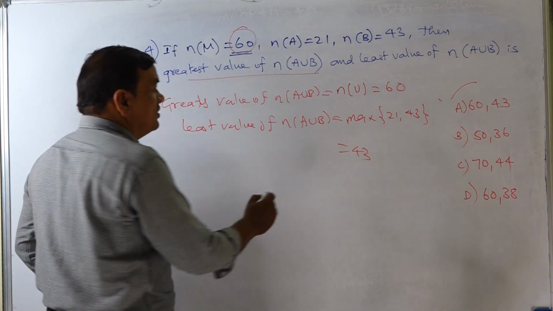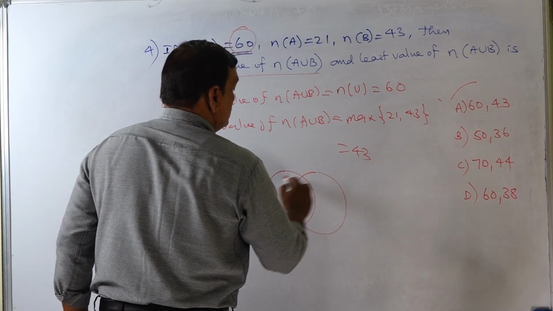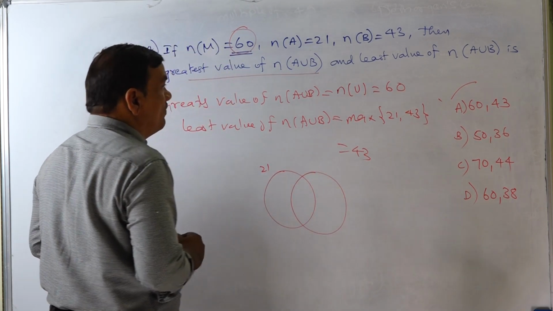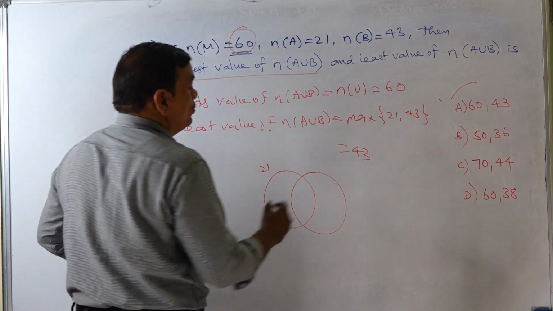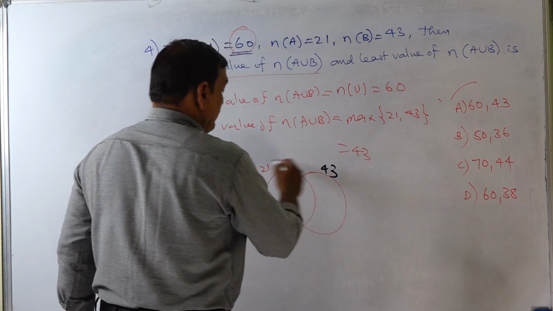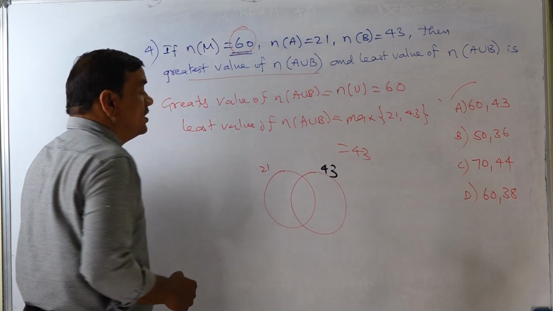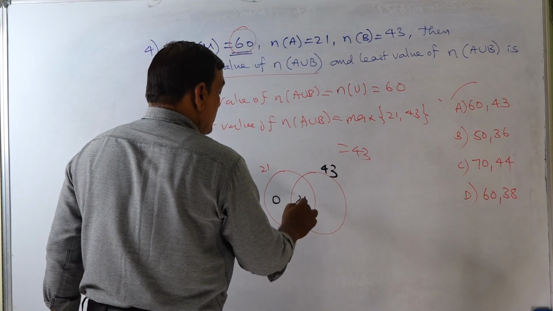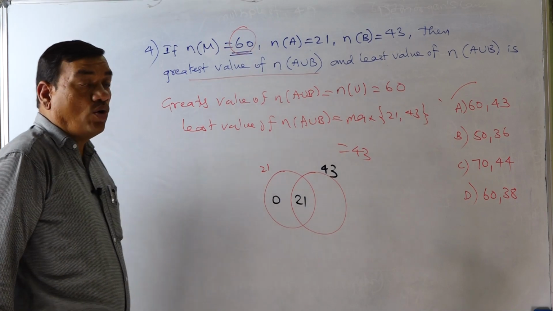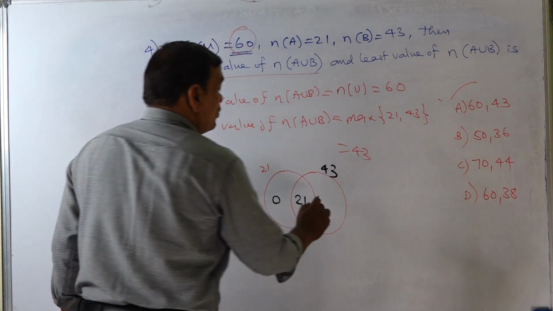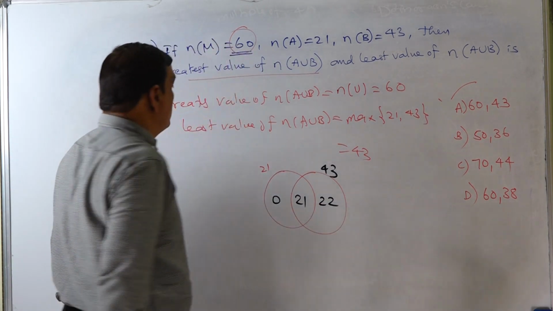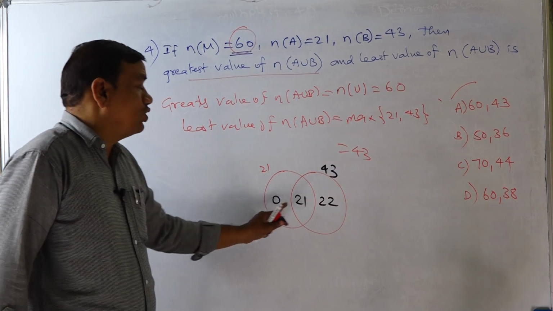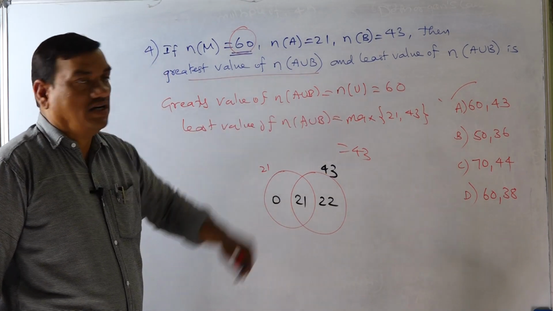Okay now, if you see this problem in the diagrammatic way, A is equal to 21 and B is equal to 43. Okay, 21 should be there, here 43 should be there. So you can put 0 here, 21 here, 0, 21. So here you can put 22. So total, the least value is how much? 0 plus 21 plus 22, 43.